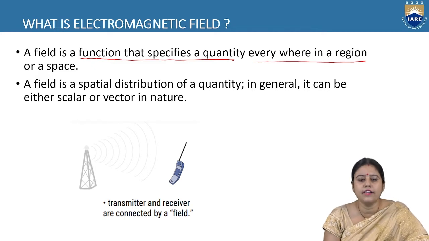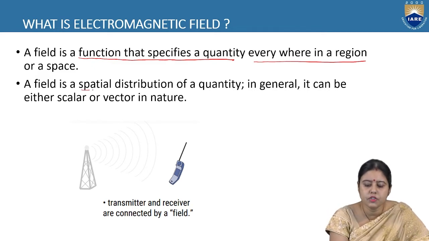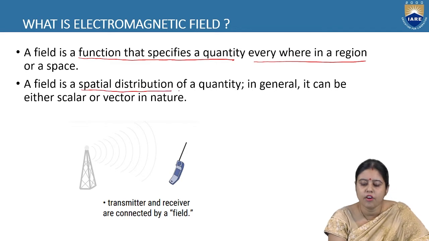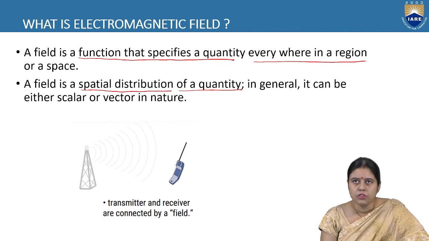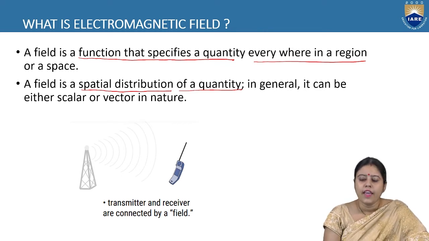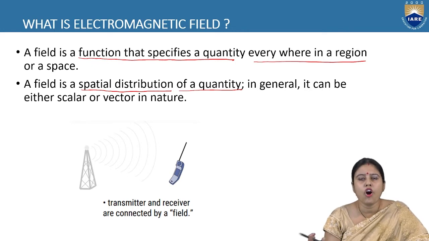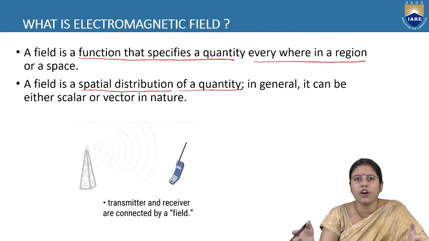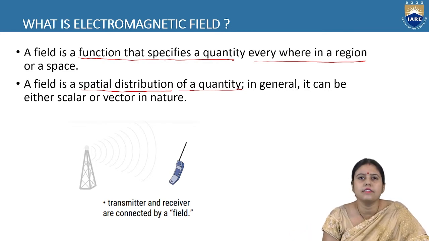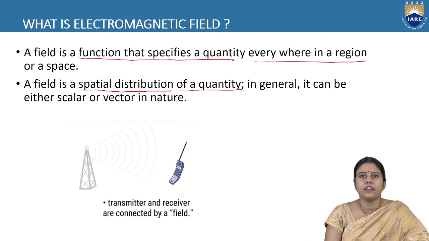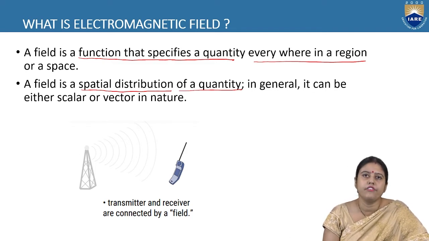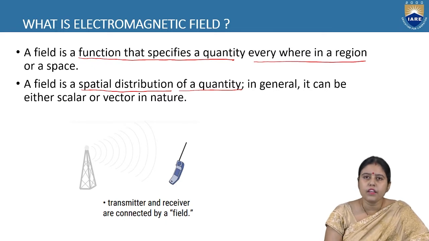According to another definition, a field is a spatial distribution of a quantity. It can be either scalar or vector. What is the meaning of scalar field? See, we are measuring the temperature. Some hot area is there. So temperature is a scalar field. Some fields are vector fields. What is the meaning of a vector field? It has a certain direction, like the electric field and electromagnetic field. These are vector fields.